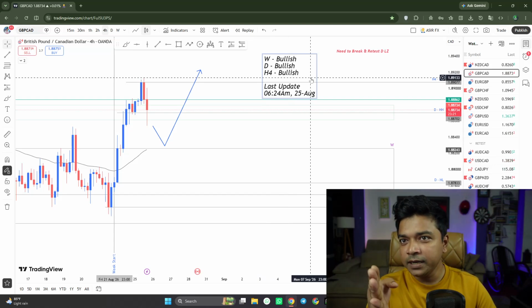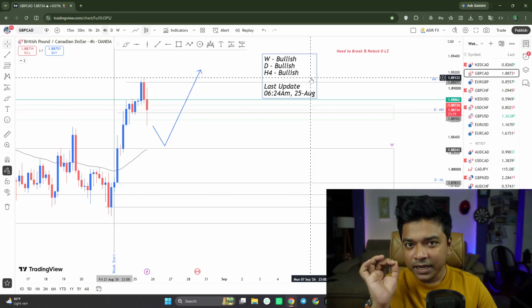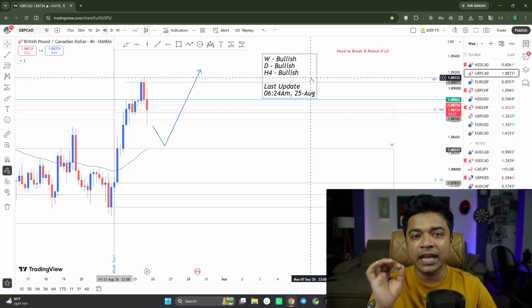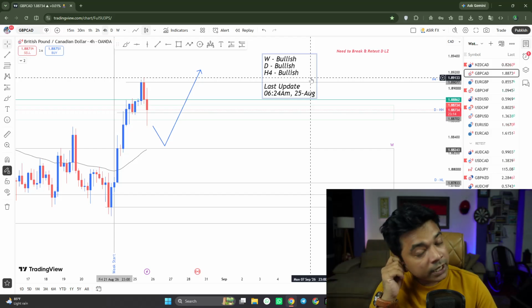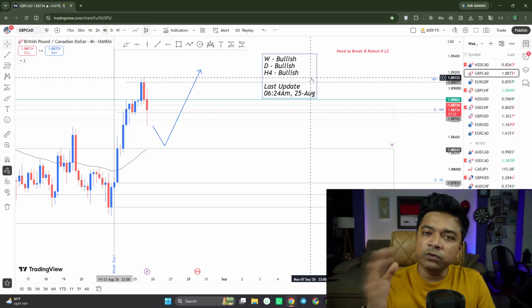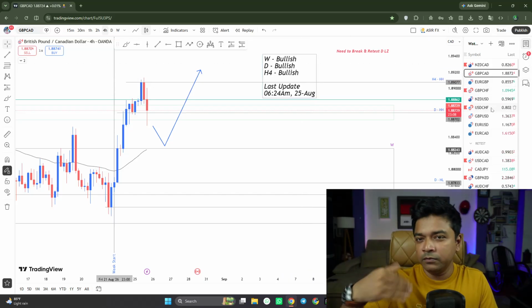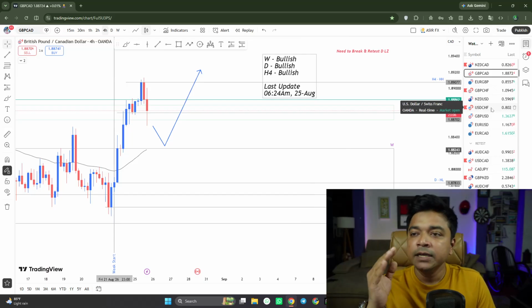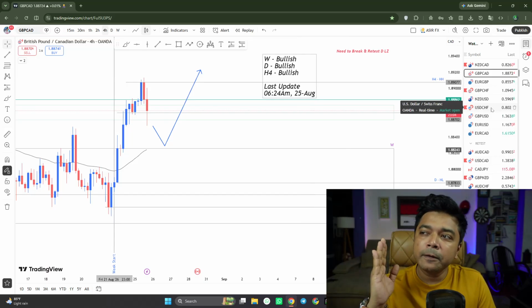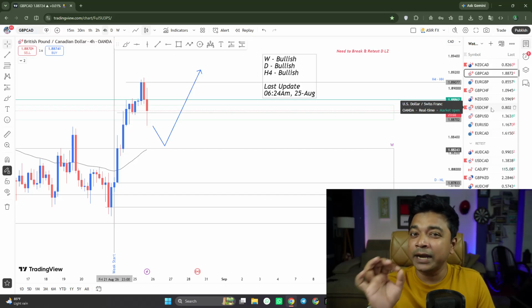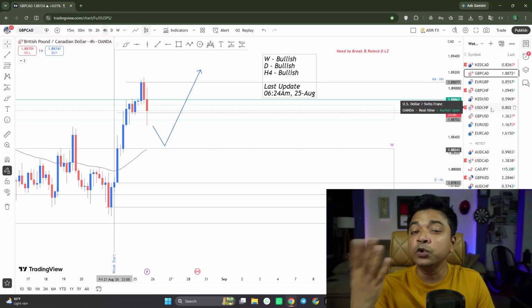Now I am on GBP/CAD, I mean the British pound and Canadian dollar currency pair. You can use any currency pair. I also use many currency pairs with this strategy. First, we need to identify the market structure. Is the market bullish or bearish? How do I find this?